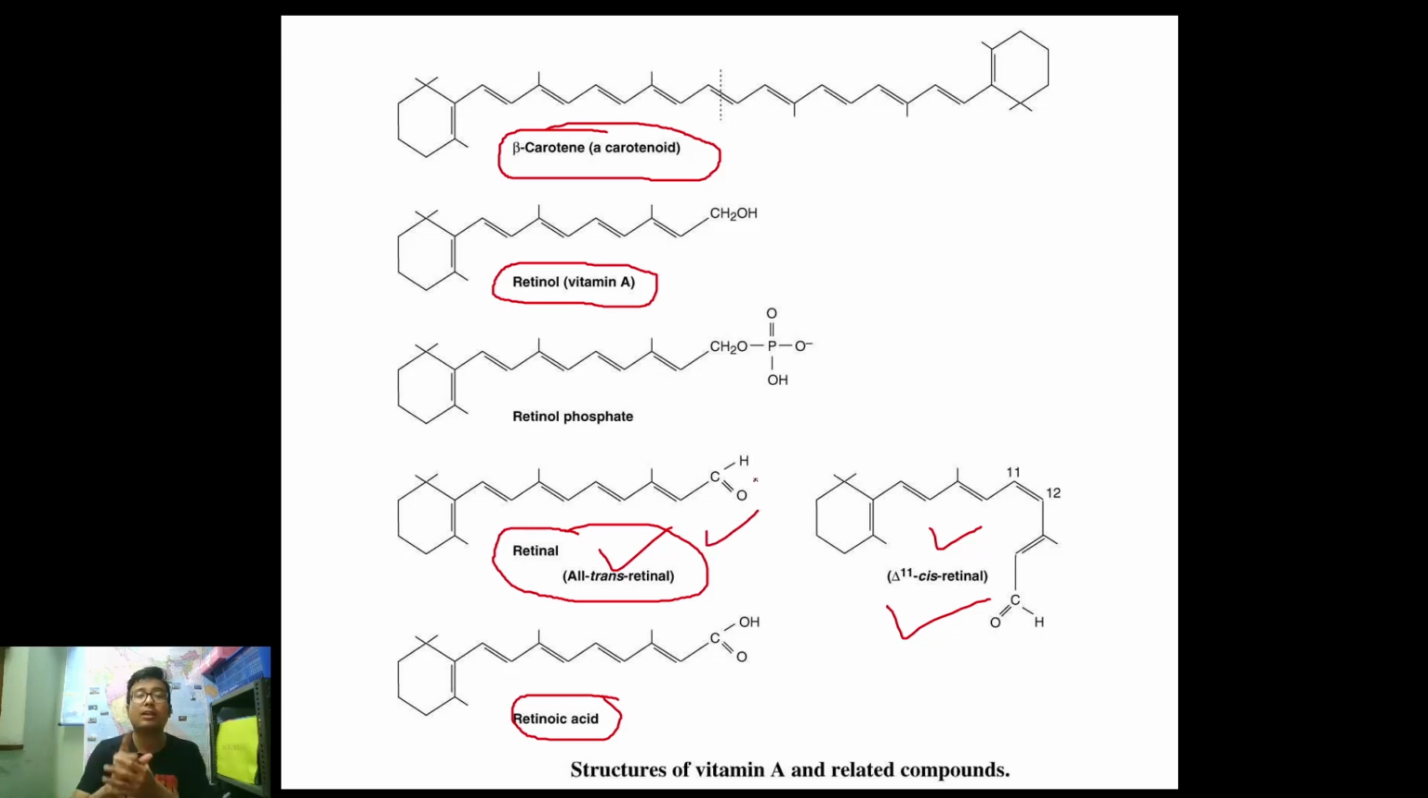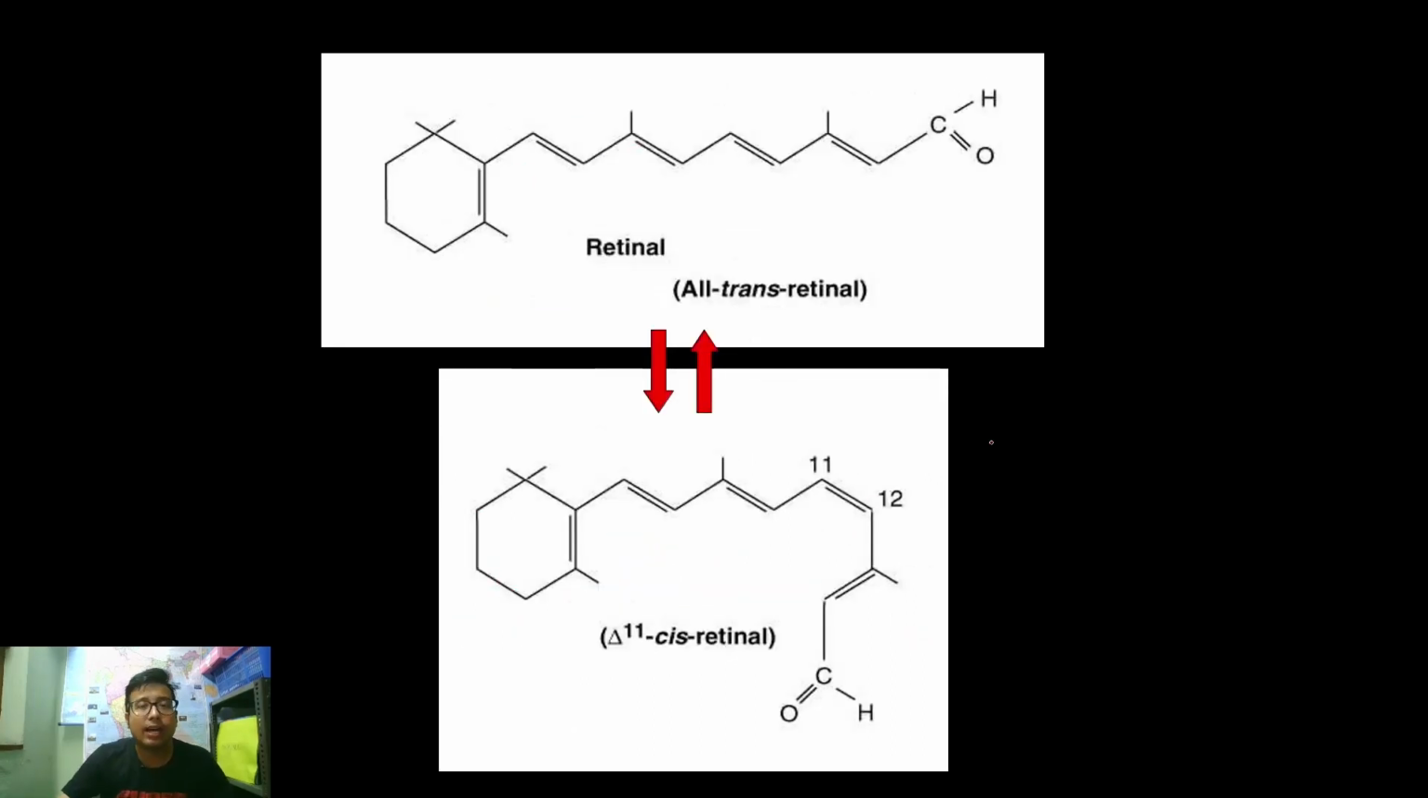If you need to remember one most important, which one will it be? That will be all trans retinal, because this is the most active form. 11 cis is converted to all trans, and that triggers the visual cycle. So remember, all trans retinal is the most important. Everything is important, but this is the final active form that acts in the eye. These are interconvertible, as I told you. It is formed from 11 cis retinal and again converted back to 11 cis retinal, because this is a cycle and it continues in the eye.